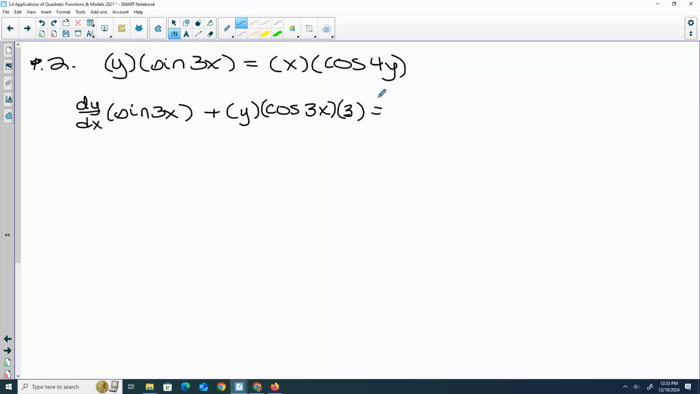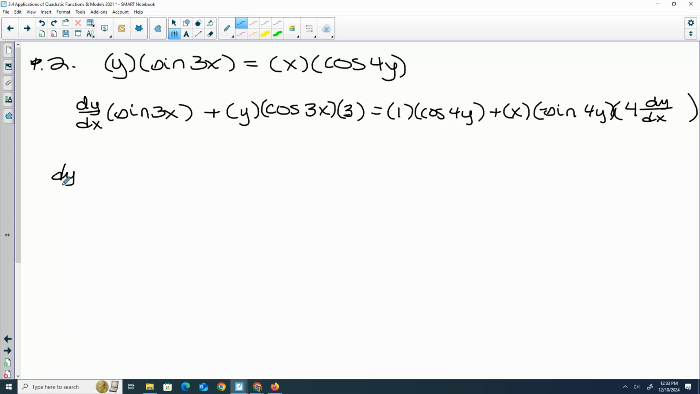Now we do product rule on this side. So derivative of the first times the second plus the first times derivative of the second. Derivative of cosine is negative sine. Inside stays the same times derivative of the inside. Derivative of 4y is 4 dy dx. Okay.